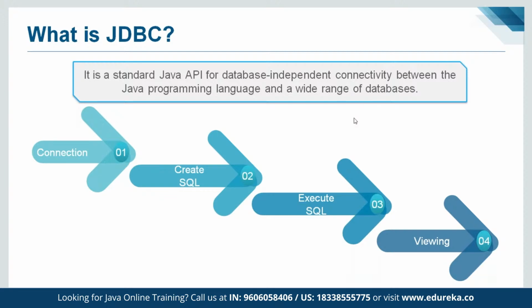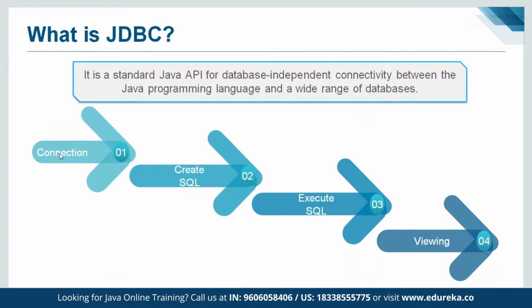So what are the steps involved in a JDBC program? By using the JDBC API, application programming interface, we can make our Java program work with a database. What are the steps involved?